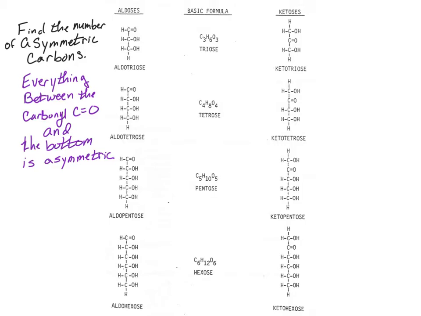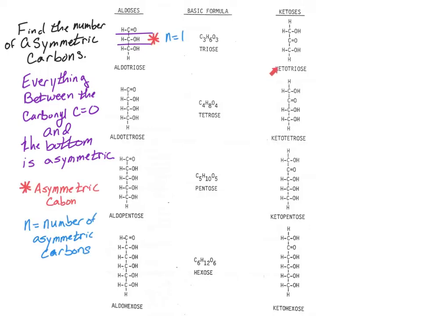So I'll model it quickly for each of these. Recall, it's everything between the carbonyl group and the bottom. So here we have the carbonyl, here's the bottom, there's 1 asymmetric carbon. For this one, here's the carbonyl, here's the bottom, there's nothing there, so there are 0 asymmetric carbons. For the aldotetrose, here's the carbonyl, here's the bottom, there are 2 carbons in between, they are both asymmetric, n is equal to 2. And for our ketotetrose, here's our carbonyl, here's our bottom, there's only 1 carbon in between.